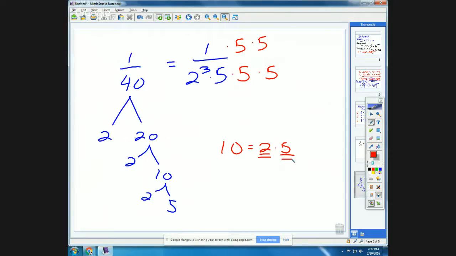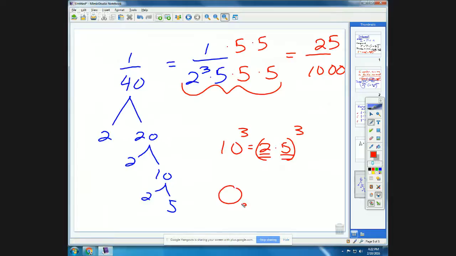Okay, so I've just created right here the third power of 10. What's the third power of 10? 1,000. What do I have in the numerator? 25. So apparently, 1/40th is the same as 25 thousandths.